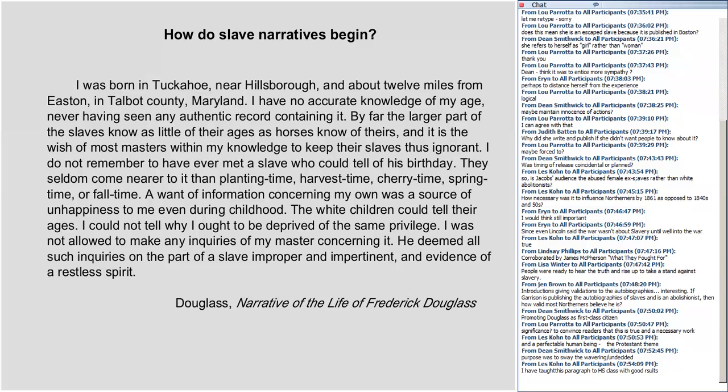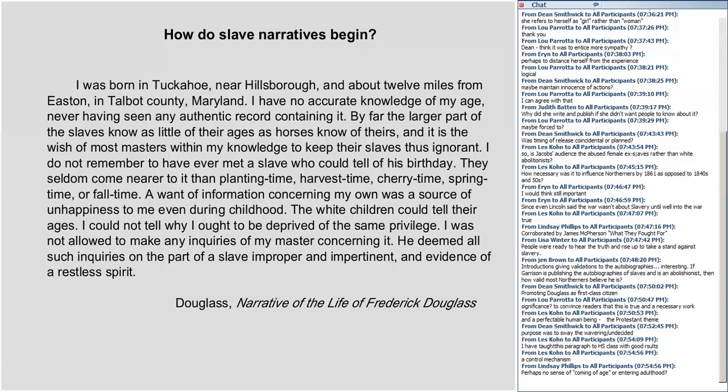Control. No coming of age or entering adulthood. Definitely a control mechanism. Definitely. If we think about why is having a birthday so important? Why do kids want people to know their birthdays?